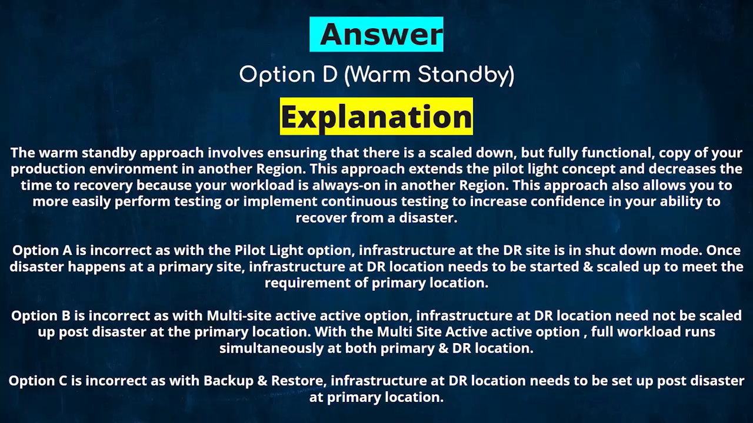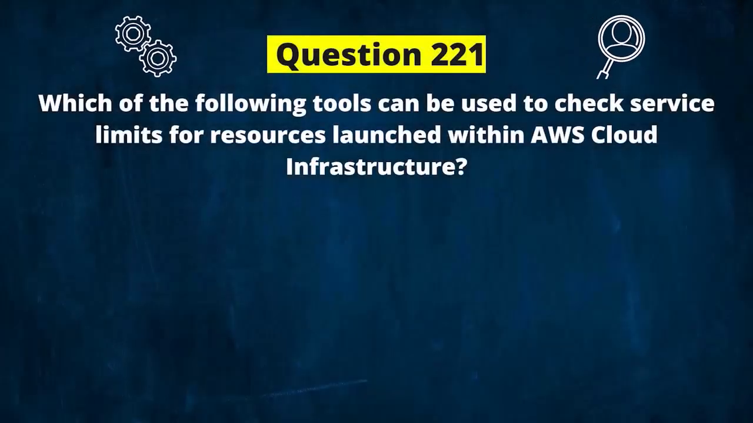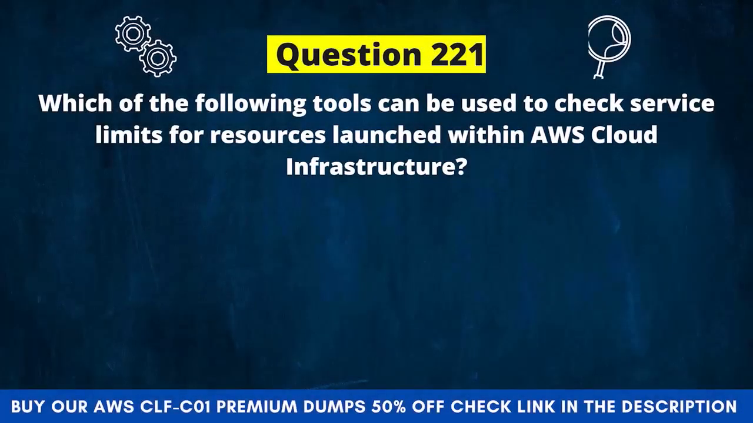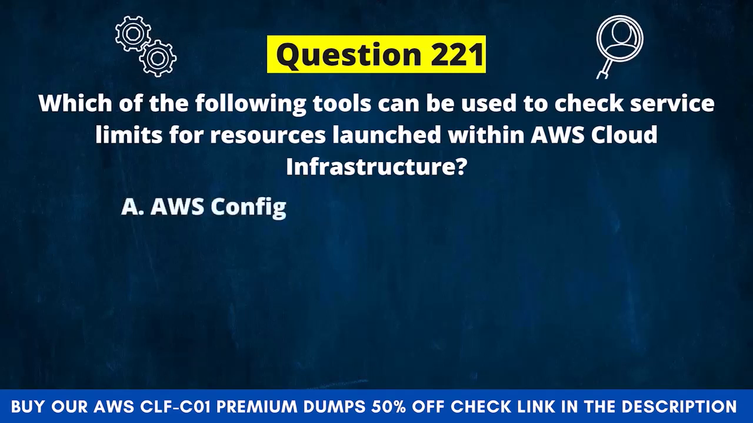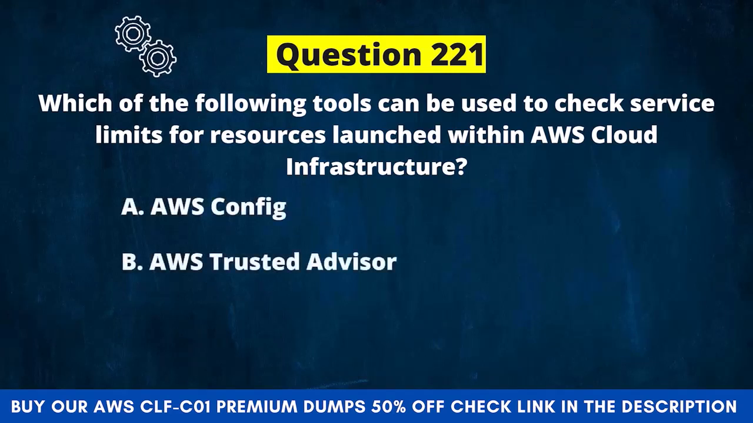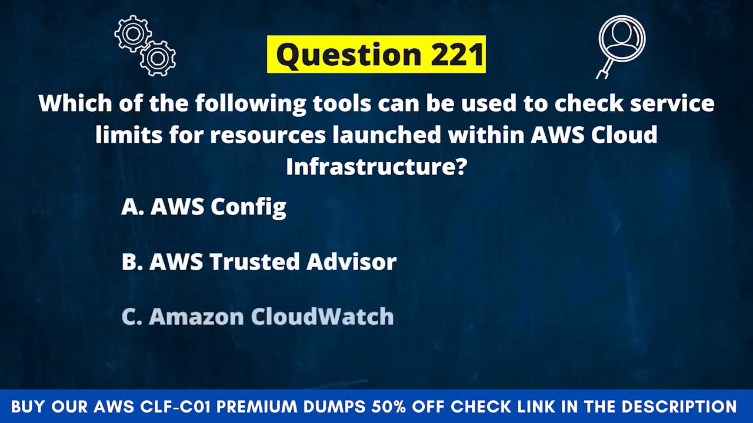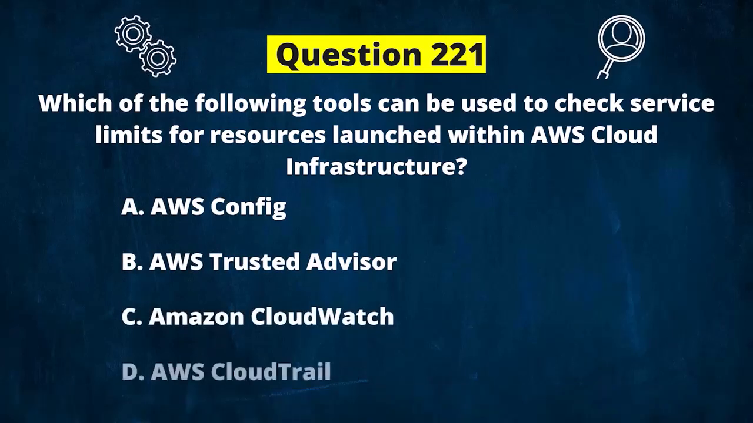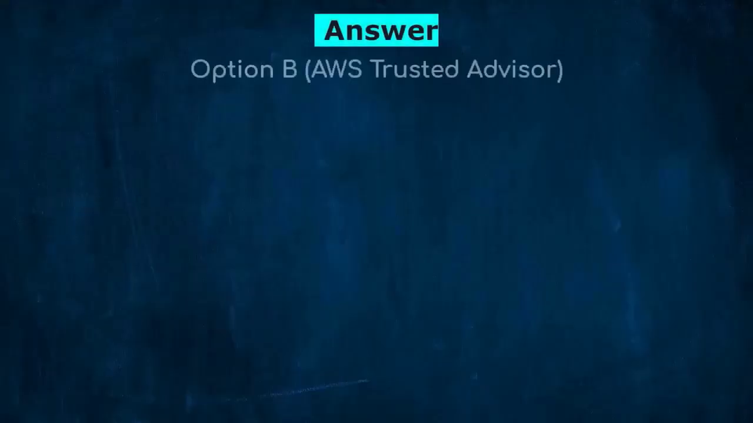Next question. Which of the following tools can be used to check service limits for resources launched within an AWS cloud infrastructure? And the options are: A. AWS Config. B. AWS Trusted Advisor. C. Amazon CloudWatch. D. AWS CloudTrail. And the correct answer is option B.